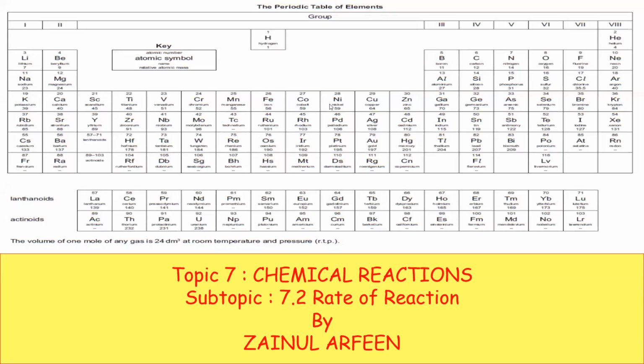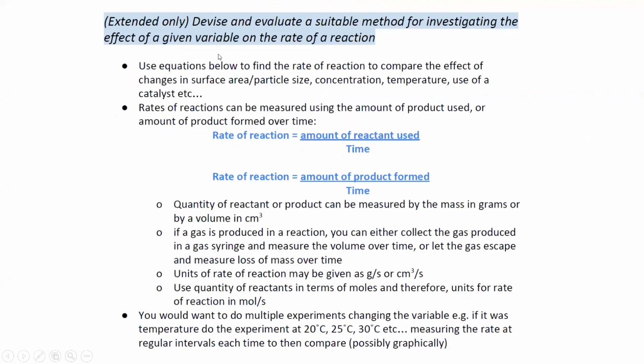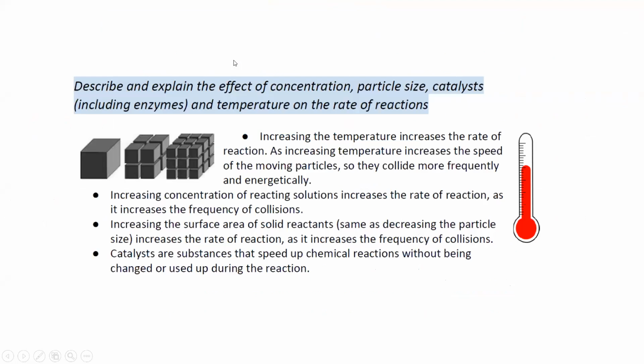The last session we started this topic. The main topic is chemical reactions, and the subtopic is about the rate of the reaction, or speed of the reaction. If you want to calculate the speed or the rate of a reaction, we can measure the amount of the product or the amount of reactant; the change divided by time will give the rate.